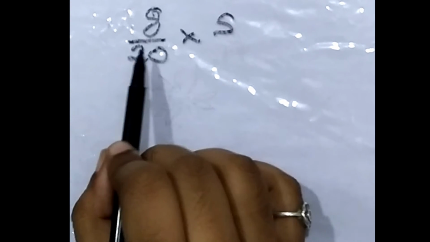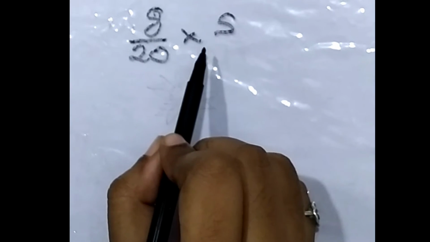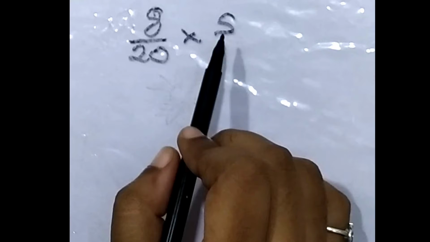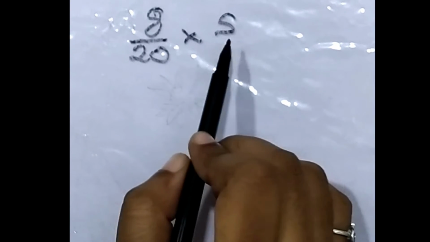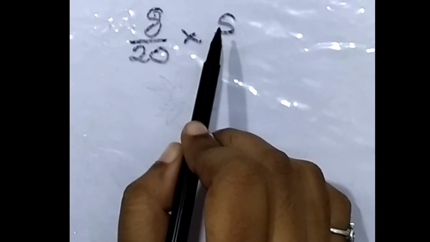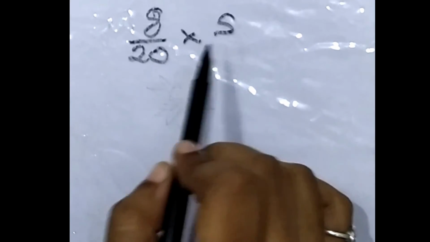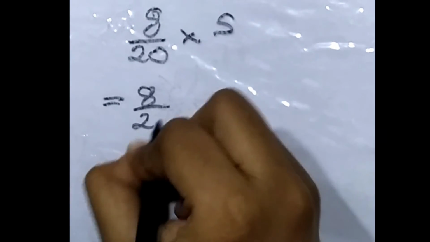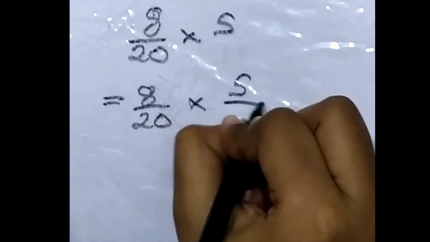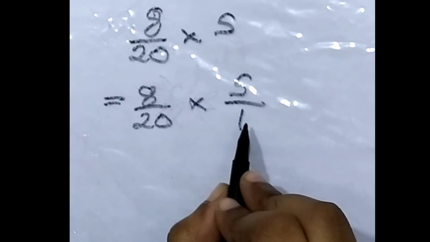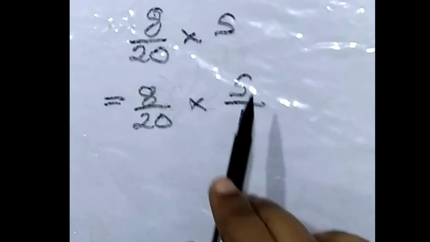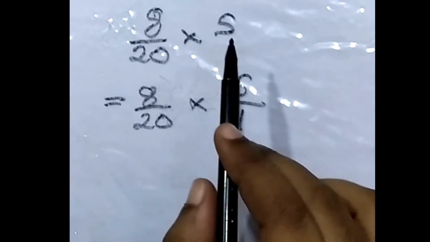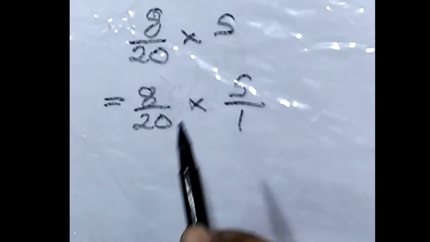The next is 8 upon 20 into 5. Here the first number is a fraction and the second is a whole number. That means there is upon 1 here. In a whole number the denominator is 1, but we do not write the 1. For natural numbers, whole numbers and integers, the denominator is always 1.